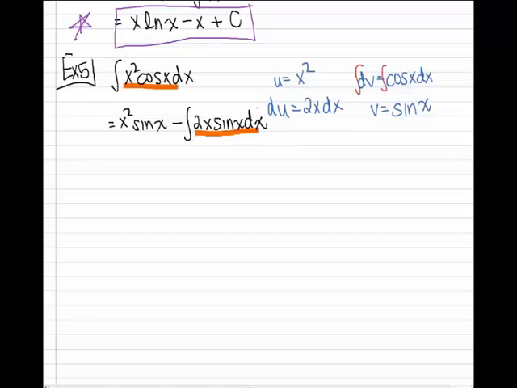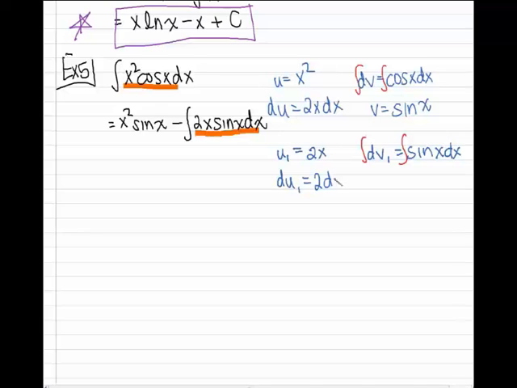So we're going to look at the integral of 2x sine x. I'm going to let u, and I'm going to call it u sub 1 here so I don't mix it up, equal 2x, and I'm going to let dv sub 1 be my sine x dx. So I'm going to have du1 equals 2 dx, and v1 equal to, what's the integral of sine x? It's going to be negative cosine x. So be really careful when you're writing this out. Don't forget to rewrite your first part of this.